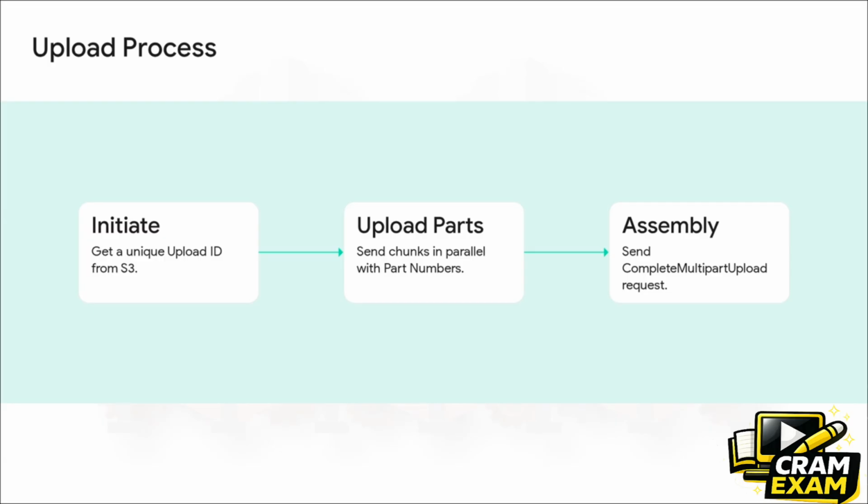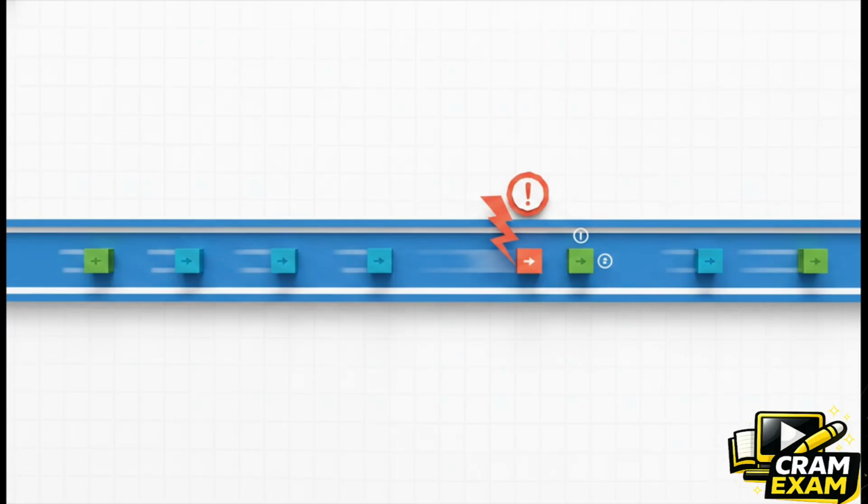Finally, step 3 is the assembly. Once every single part has successfully reached AWS, your application sends a complete multi-part upload request. S3 takes all those individual chunks, stitches them together in the exact order of their part numbers, and creates one single, seamless object in your bucket. Think about that for a second. You aren't just surviving network drops here. You are fundamentally changing the performance profile of your application.